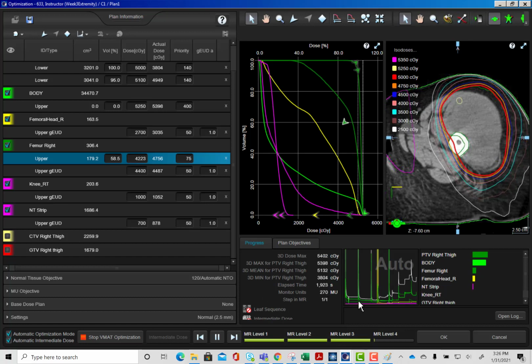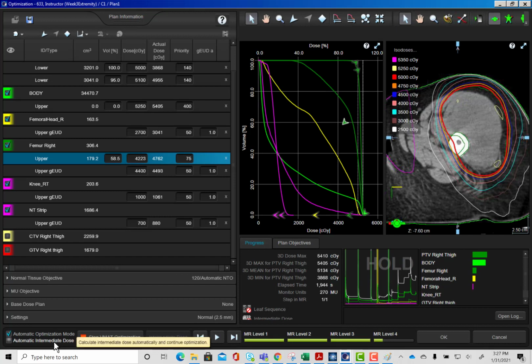Level 3, step 2, same thing. If I would have paused it, it would have continued to come down. I'm going to turn off automatic intermediate dose just to make this go faster.